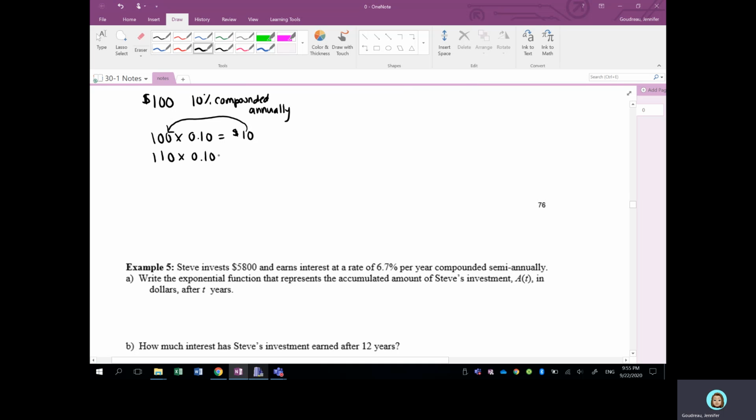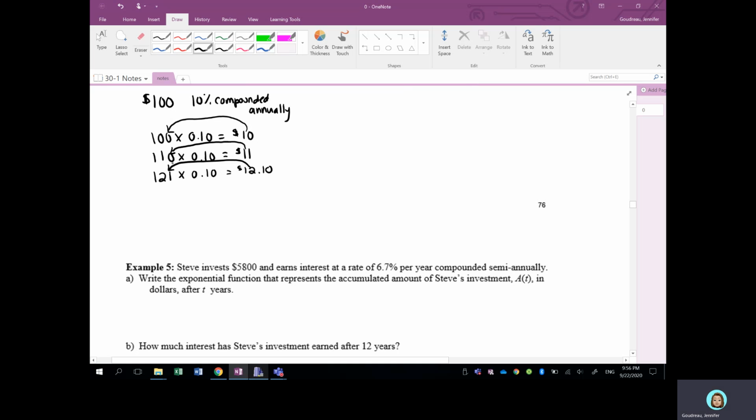I'm still earning 10% interest. So in that second year, I earn $11 interest. I earn more interest because my investment is bigger. What's the bank going to do? They're going to take that amount and add it to my original investment. So now I have $121. I'm going to earn 10% on that, which means I get $12.10. The bank is going to take that and add it into my original investment.